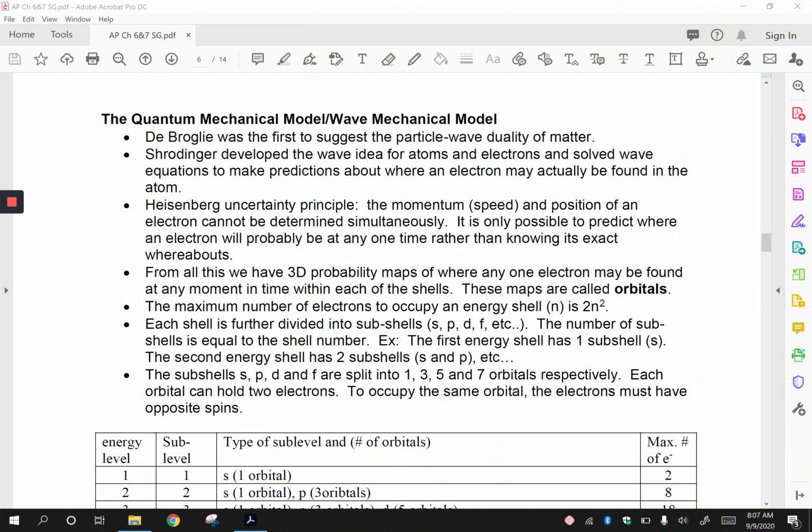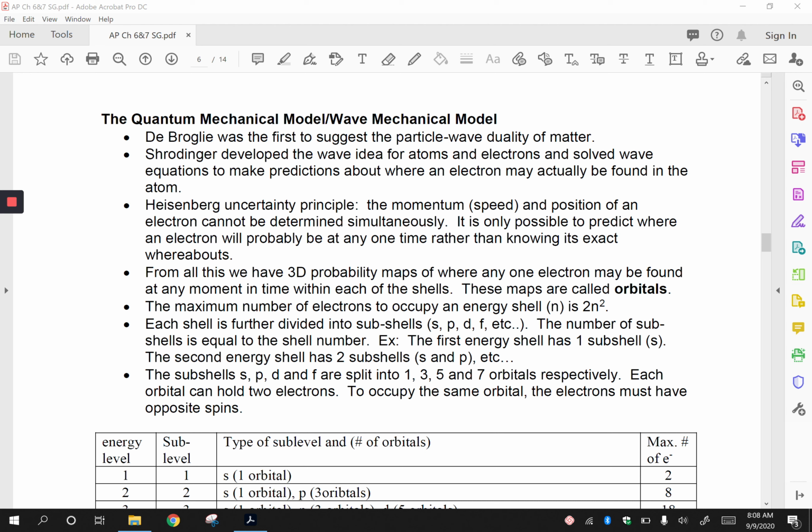Hey guys, today we're going to talk about the quantum mechanical model, or the wave mechanical model, and then also electron configuration. So many people contributed to this quantum mechanical model that we have, and it keeps updating. One of the first people that contributed to this model is de Broglie, and he was the first to suggest the wave-particle duality of matter.